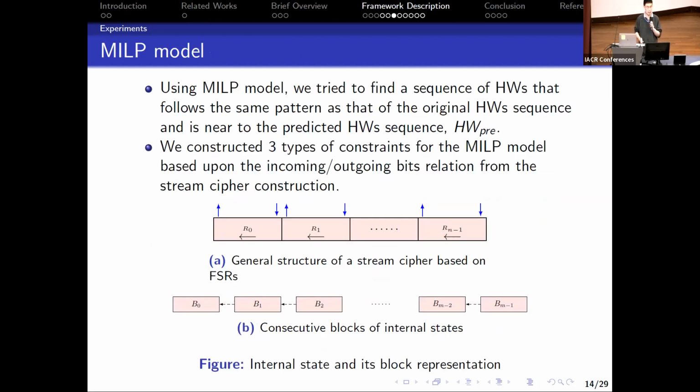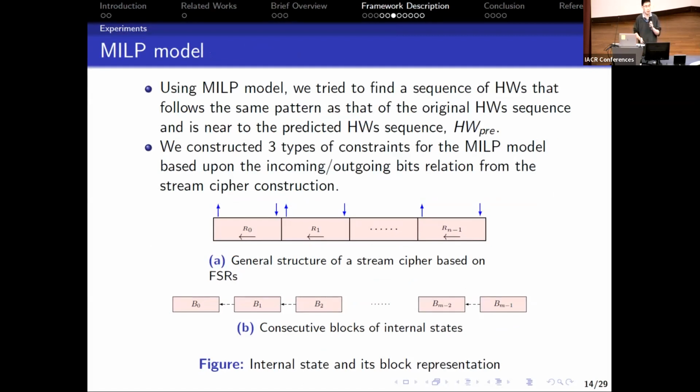For the MILP model, what we want to do is take a sequence of Hamming weights and correct it so that it's closer to a valid Hamming weight sequence, but still near to the predicted Hamming weight sequence. So this is the objective function. For the constraints, we constructed three types of constraints. This is detailed more in the paper. Basically, it's based on the incoming and outgoing bit relation.